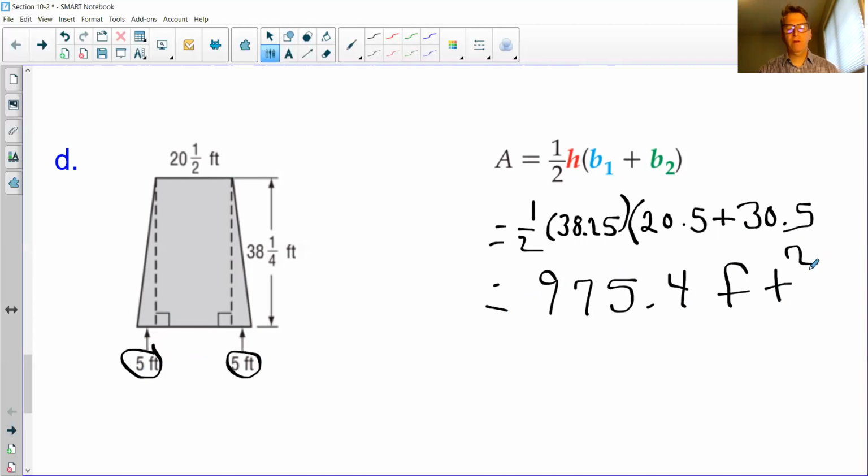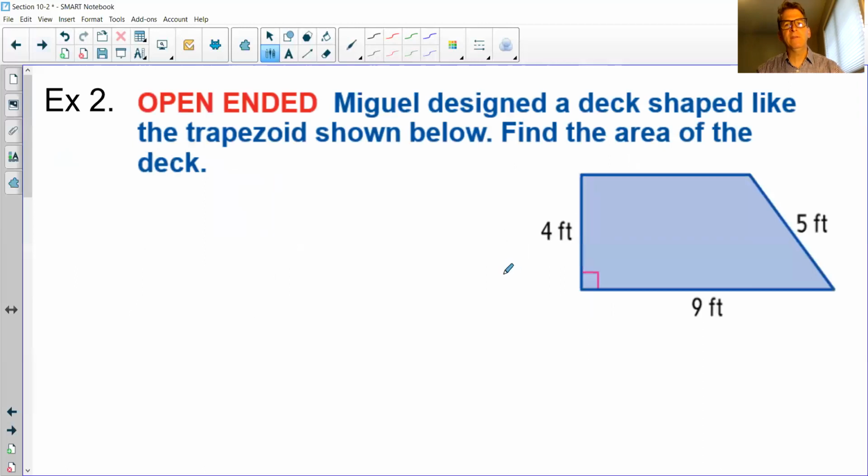And that's page 1 of 10.2, areas of trapezoids. Let's move on to page 2. Example 2 is Miguel designing a deck. It's deck building season with the summer coming on. Miguel designed a deck shaped like a trapezoid shown below. Find the area of the deck.